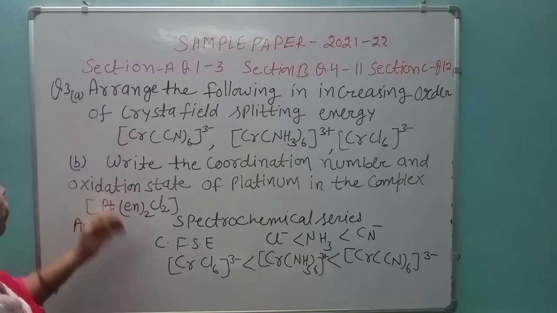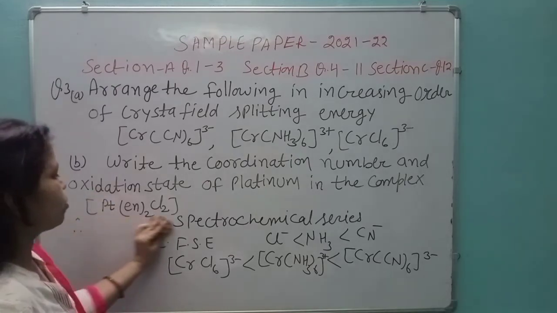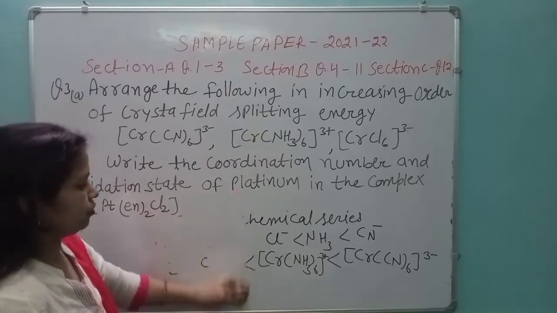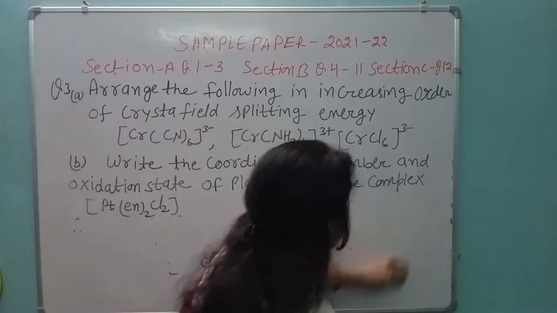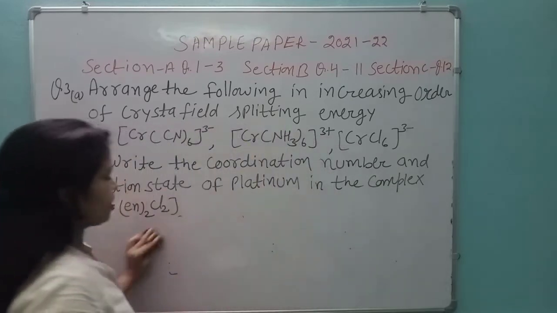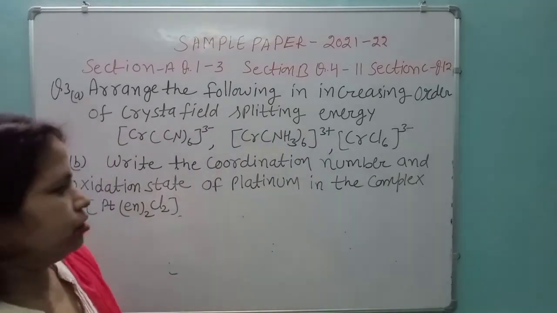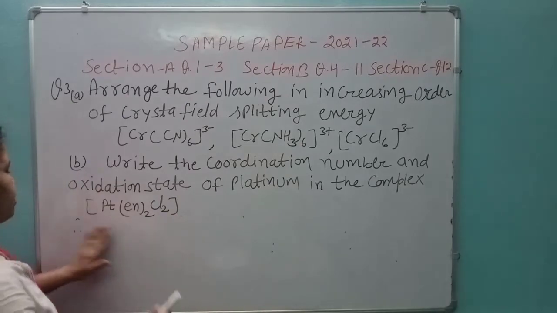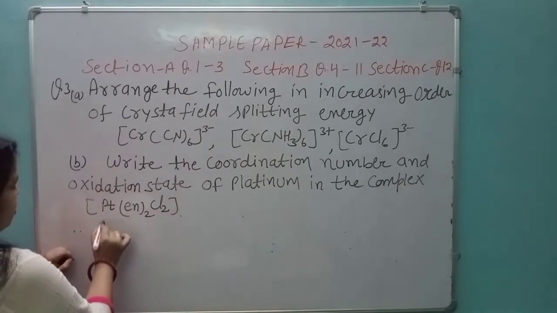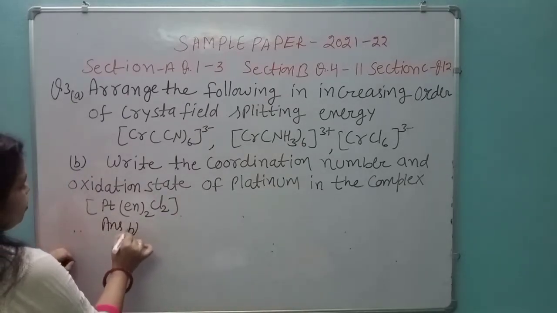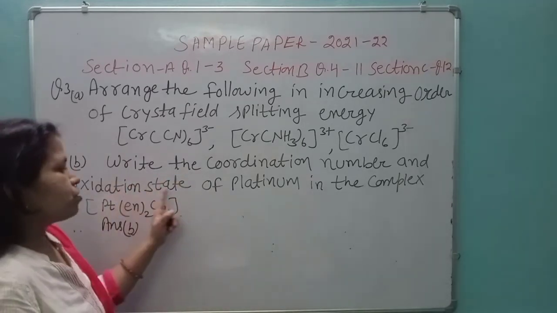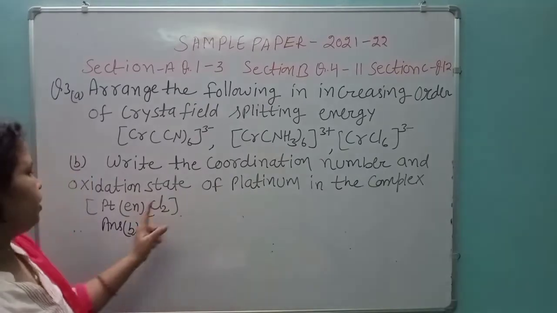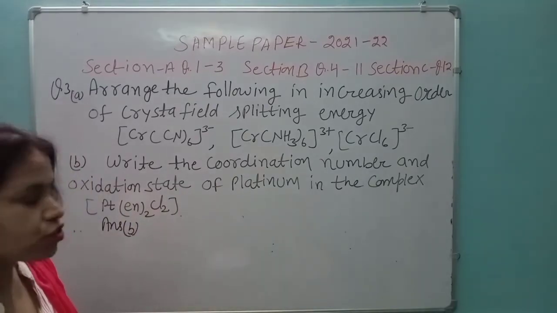Let's see the second question. So what is the answer of the second question? So write down the answer of the B part. What will the answer be? Let's see. What is the complex? Write the coordination number and oxidation state of platinum in the complex. What is the coordination number?